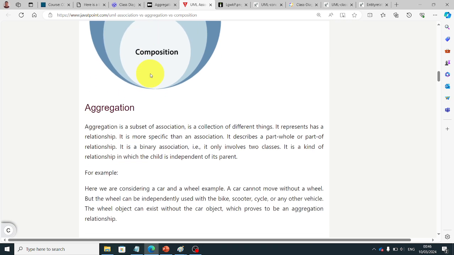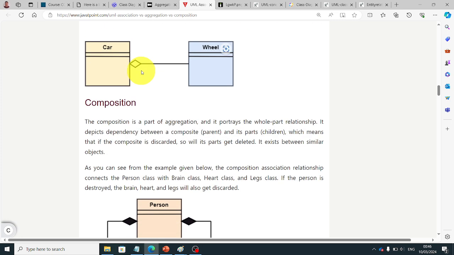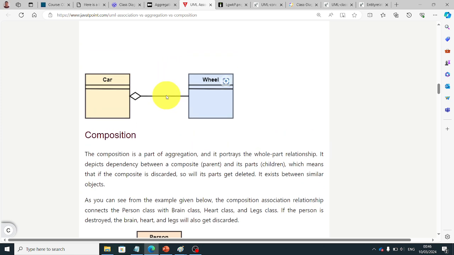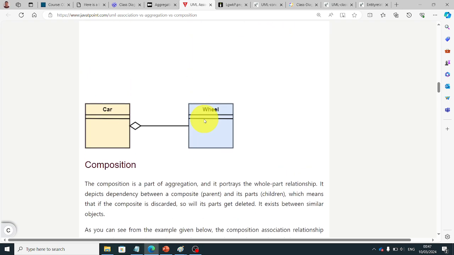And aggregation is a little bit of a stronger relationship. So, for example, a car has a wheel, and again, it's the parent class where the diamond is shaped. Okay, but notice that this is not a full aggregation. It's not completely owned by it. The wheel can kind of exist independently of the car. It doesn't just cease to exist.